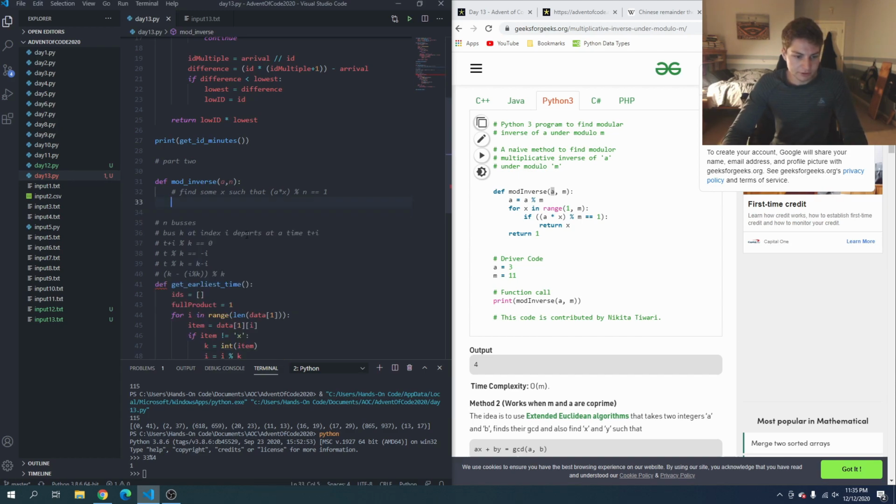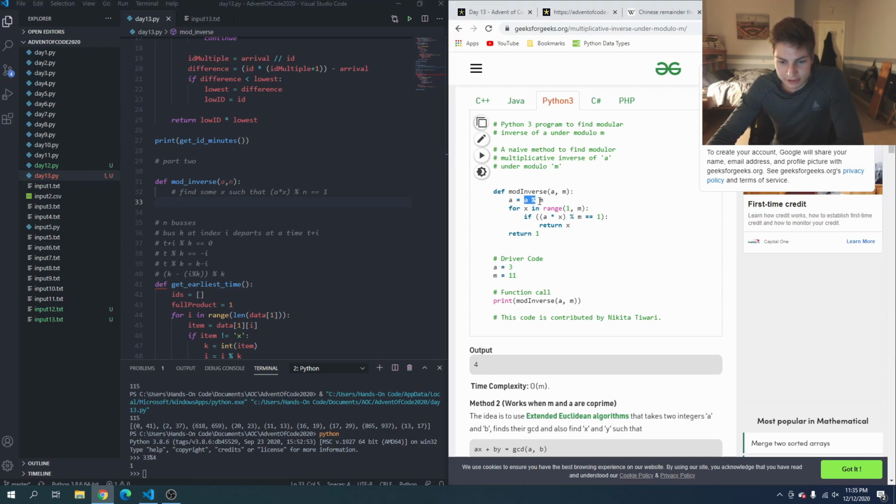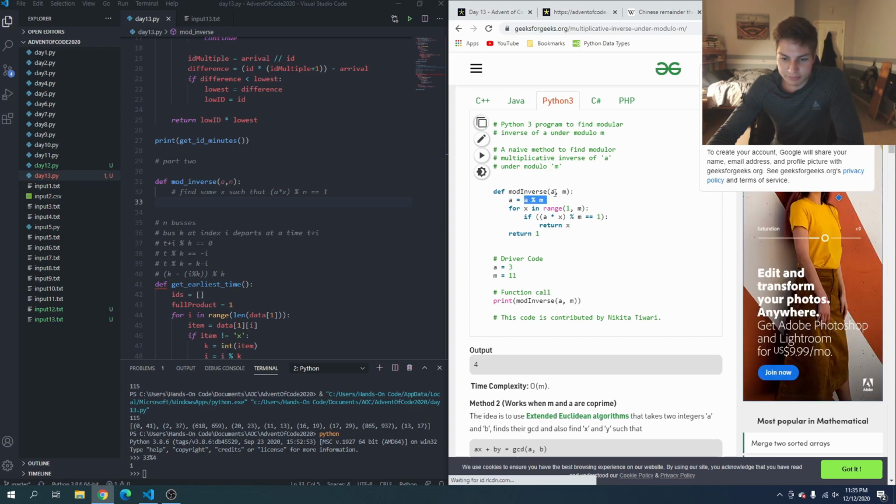And the way that we do that here, according to this beautiful website, is a is equal to a mod m, because to start off, we want to put a between 0 and our modulo, and then just for every x from 1 to m, if this is true, like I just showed here, then return x and return 1 otherwise, and that would only hit if it's mod 1.